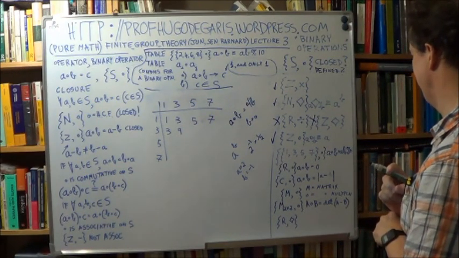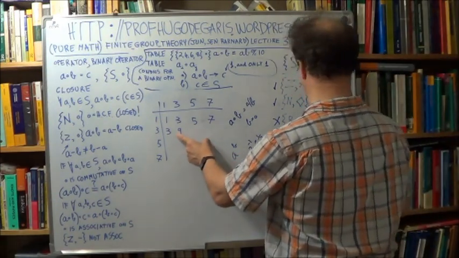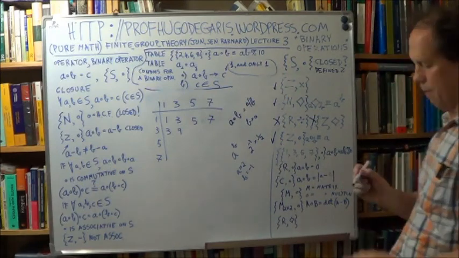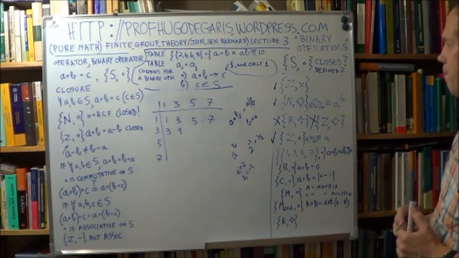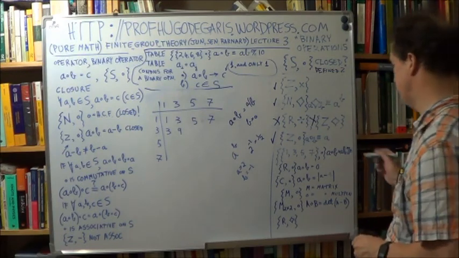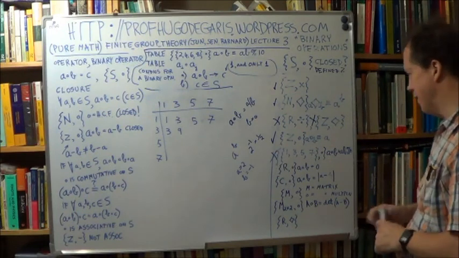That's a surprise. Okay, 9 is not a member of your set, so it fails. Right? Didn't expect that. All right. Okay. How about this one?